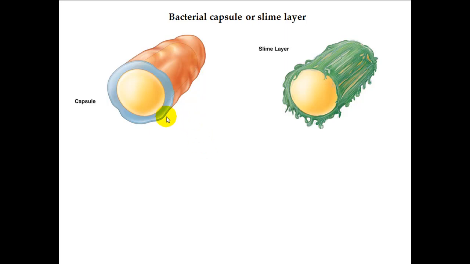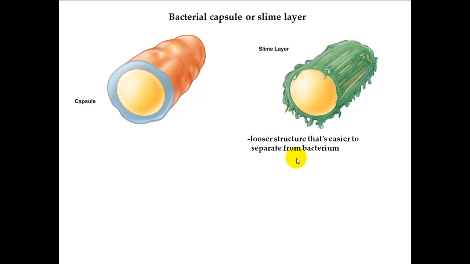Whenever you have a capsule, that's a structure that's more tightly organized around the outside of the bacterial cell. Slime layers, again, they're made up of the same stuff, but they're not as tightly organized around the outside. They're more diffuse and loose. And it turns out that the slime layer is easier to separate from the bacterial cell than it is to separate the capsule from a bacterial cell. So the slime layer and capsule are different in that the slime layer is a looser structure that's easier to separate from the bacterial cell.